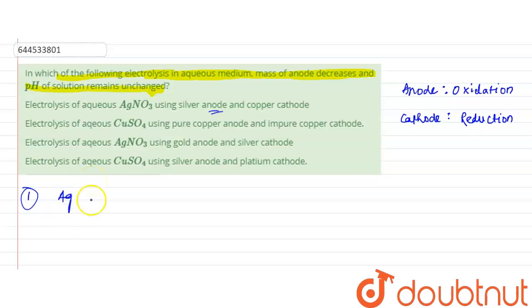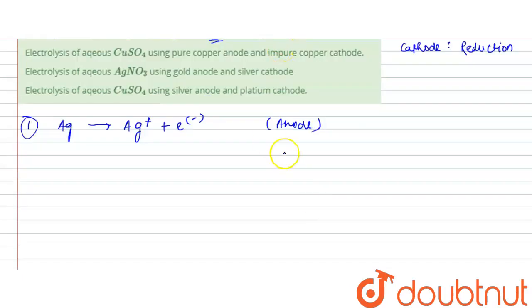Let's see what is the anode reaction. Ag will be converted to Ag plus plus e minus, and this is the anode reaction. Now let's see what happens at cathode. The Ag plus cations have migrated towards the cathode, so Ag plus plus e minus will give you the reduction reaction, that is Ag will be formed, right?